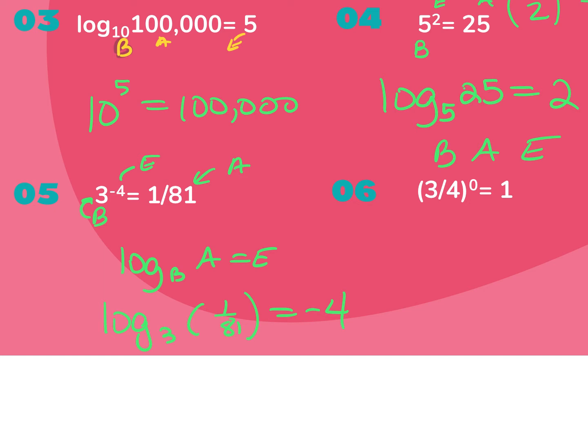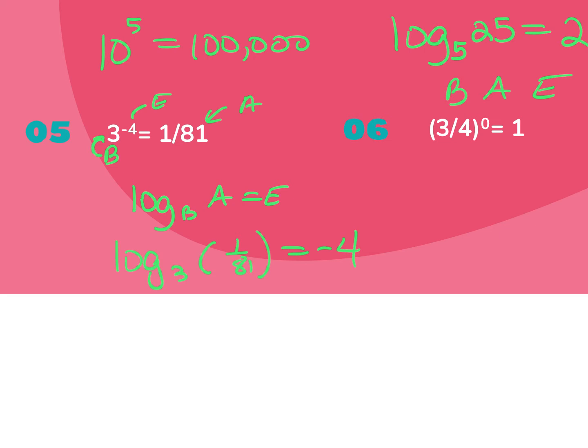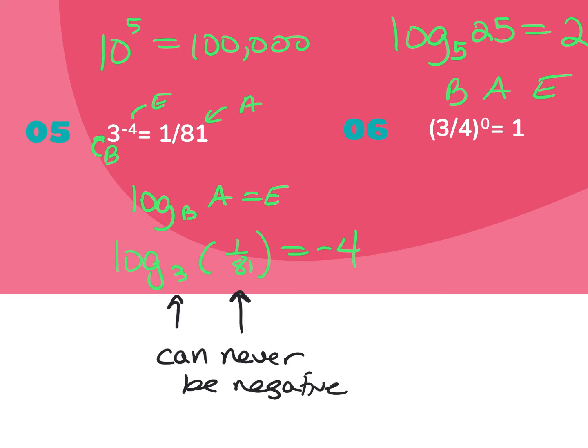Now, one thing to remember, the base of the log and the number you're finding the log of can never be negative. Can never be a negative number. The answer to your log, this one can be negative. So just little things to look at.